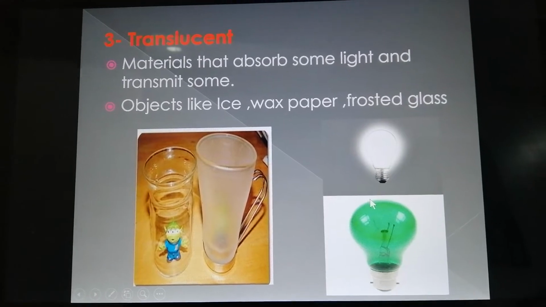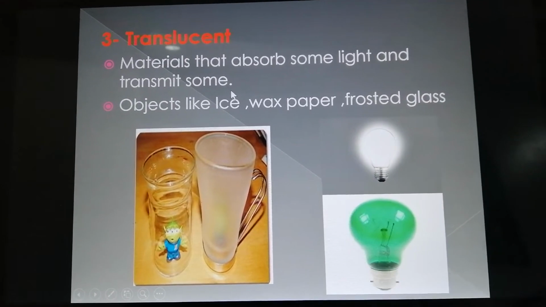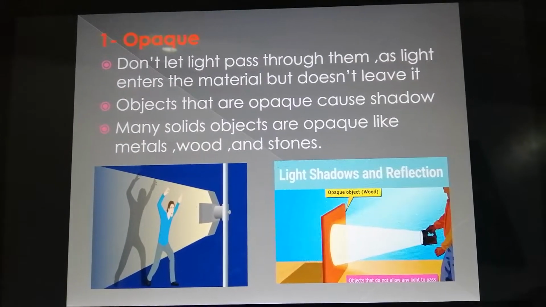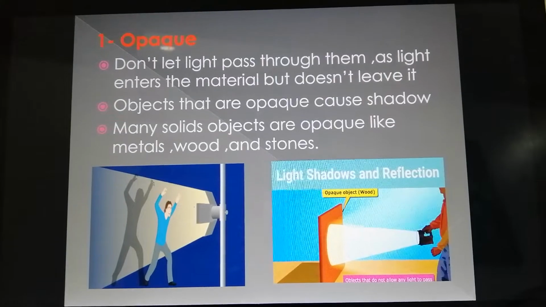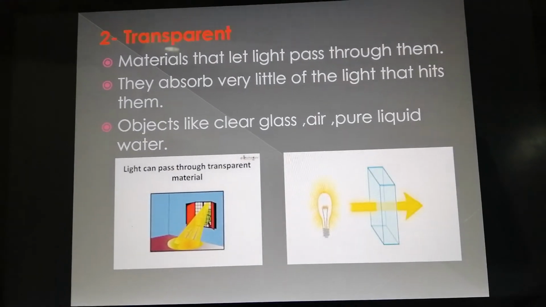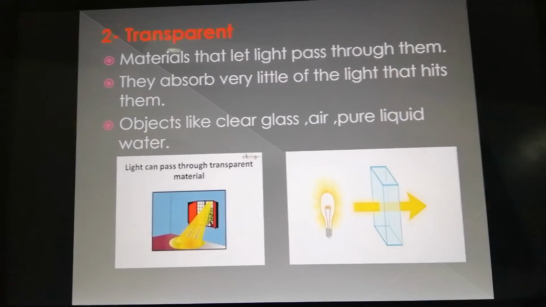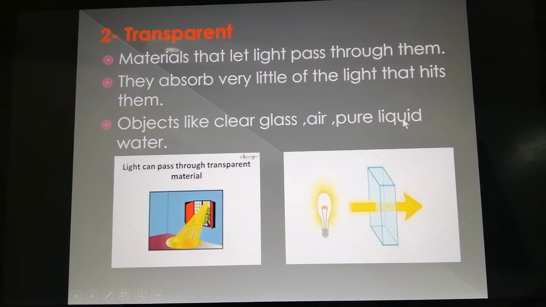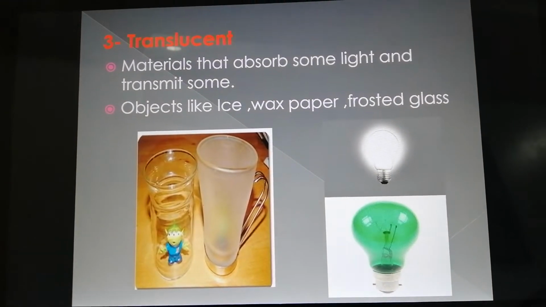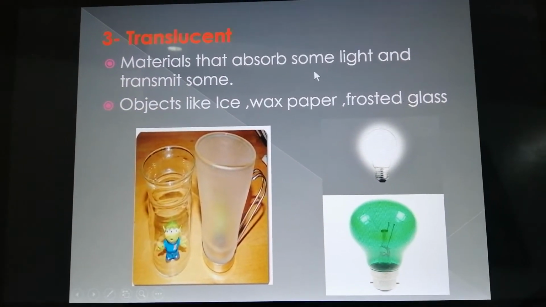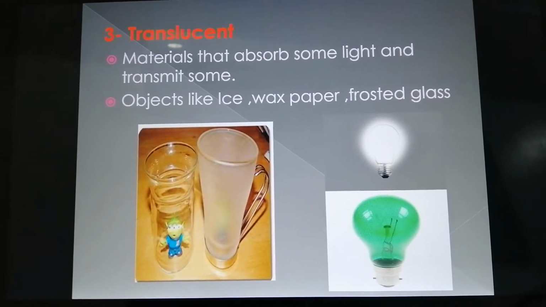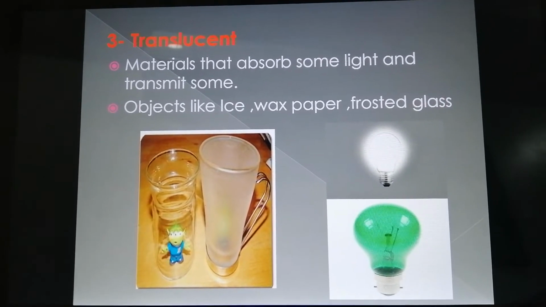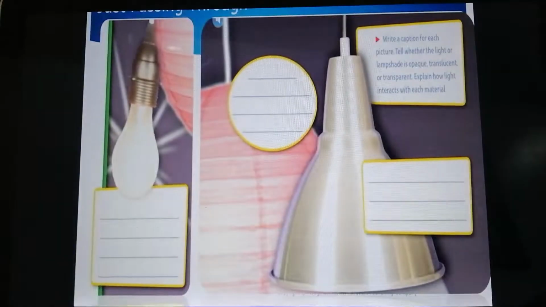Here the same. Okay, so some objects are opaque. Others do not let the light pass, like what? Like wood, metal, and stone. Others are transparent. They allow all the light to pass through them. Like what? Like clear glass, like air, like pure liquid water. Others are translucent. They allow some of the light to pass through them and some cannot pass. Like what? Like ice, like wax paper and frosted glass.